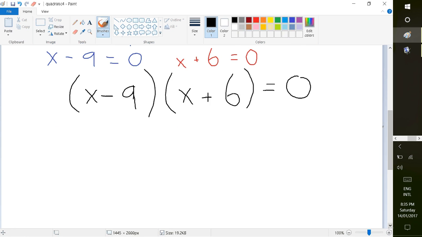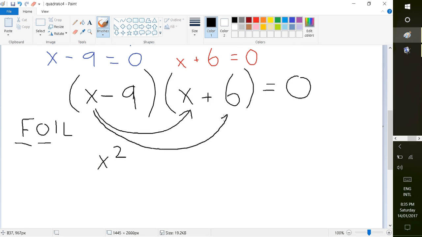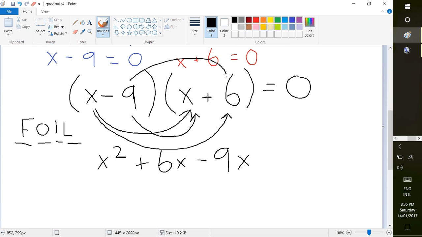So remember, we can use the FOIL method, where we multiply together the two first terms. So x multiplied by x is x squared. Then the two outside terms, so x multiplied by 6 is 6x. Then the two inside terms, -9 multiplied by x is minus 9x. And the two last terms, so -9 multiplied by 6 is minus 54, equals 0.